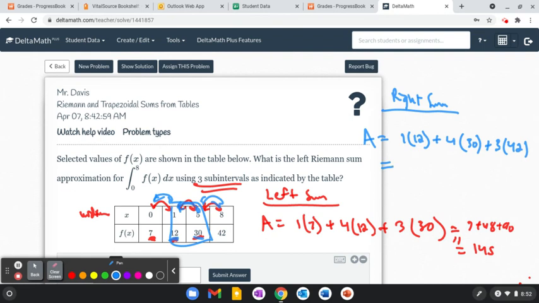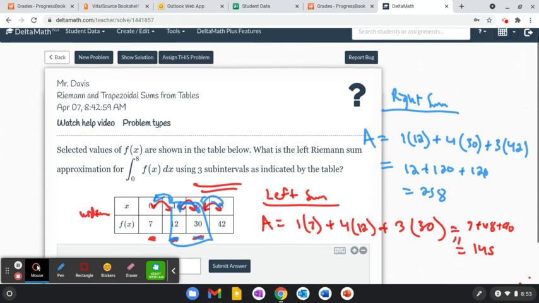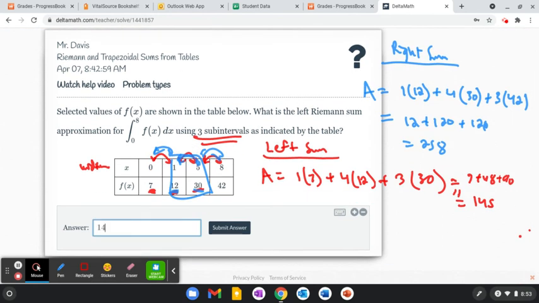So also in calculating these, we can't pull the delta x out because the delta x's are not the same in this particular example. So you can't factor out that delta x like we did when we looked at the graphs. Okay, so this is going to be 12 plus 120 plus, let's see, 126. So we're going to get a significantly different value, 258. So a much different value from the left and the right sums on this one. Again, we were just asked to find the left sum, so we're going to type that in. It's going to be 145.